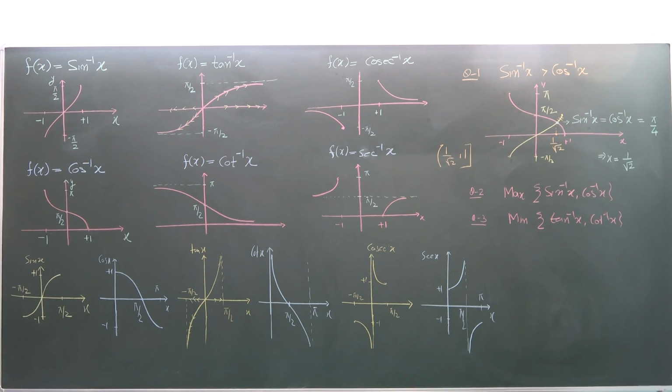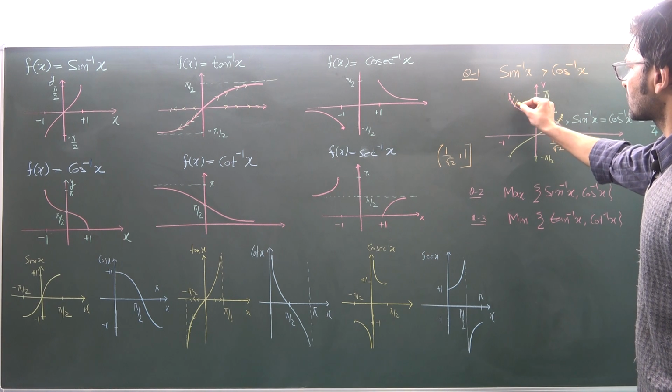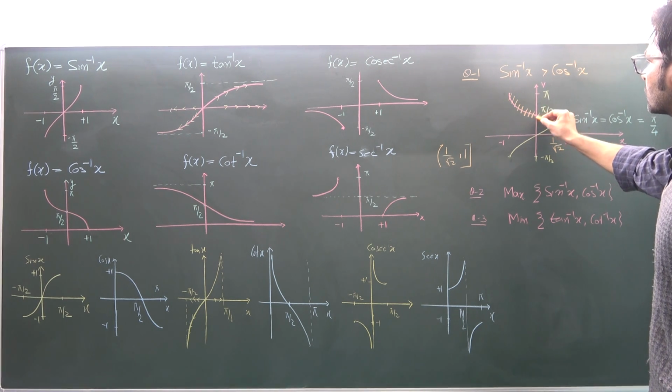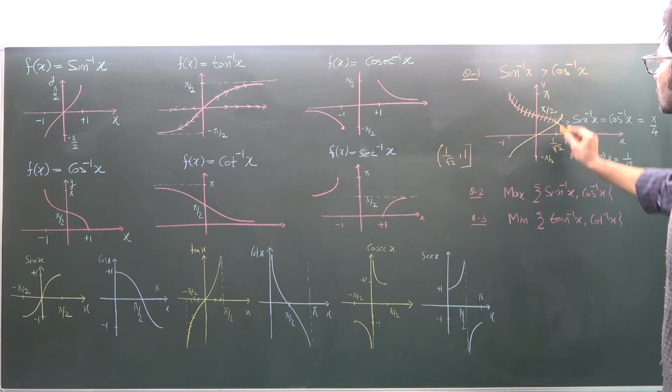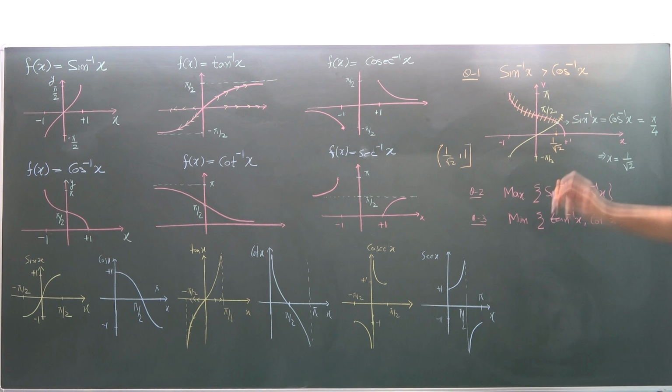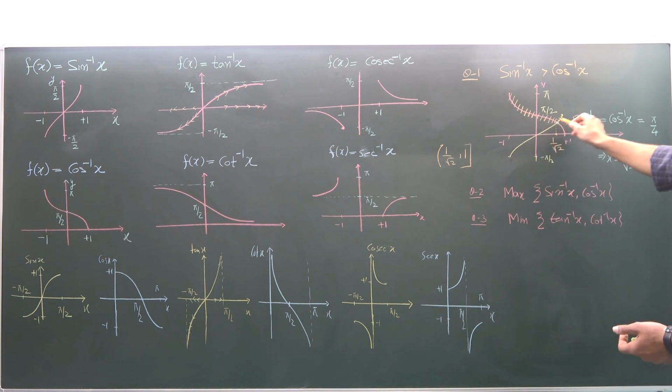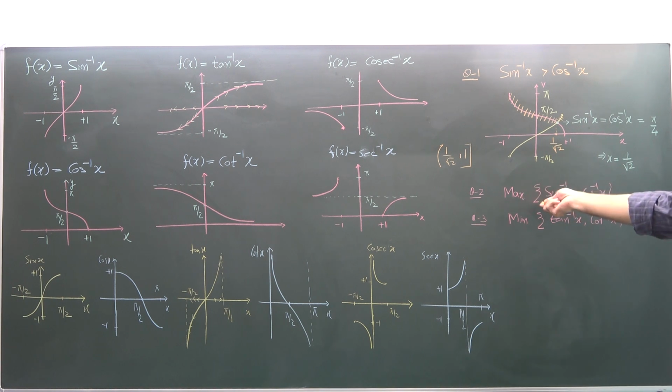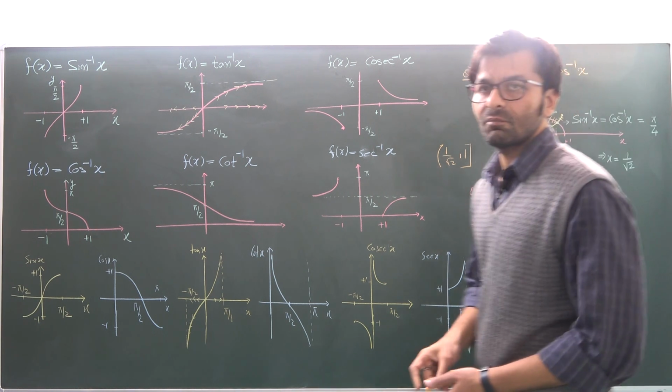Suppose I want to draw the maximum of it. So this is the maximum. From minus 1 to 1 by root 2, cos inverse x is greater; from 1 by root 2 to 1, sin inverse x is greater, and whatever is left out is the minimum of it. So you can try to draw the maximum. I have already drawn the maximum, and the minimum is whatever is left out. Then for tan inverse and cot inverse, you need to calculate the minimum of it.